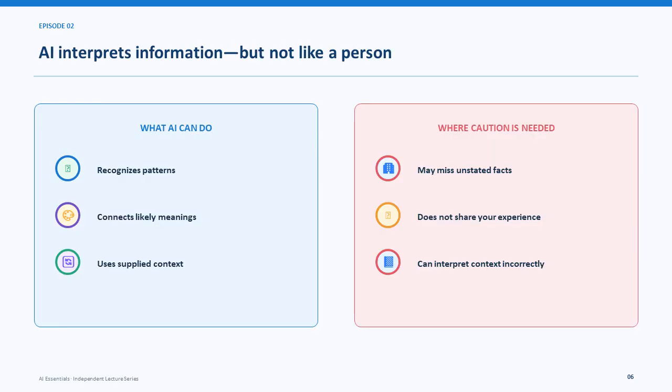AI interprets information differently from a person. It can recognize patterns, connect likely meanings, and use the context that we provide. However, it may misunderstand facts, it does not share our lived experience, and it can interpret context incorrectly. This is why a confident answer is not proof that the answer is correct. Human review remains part of the process.